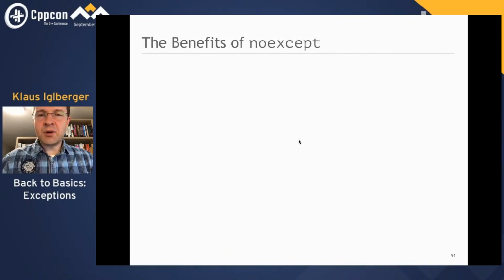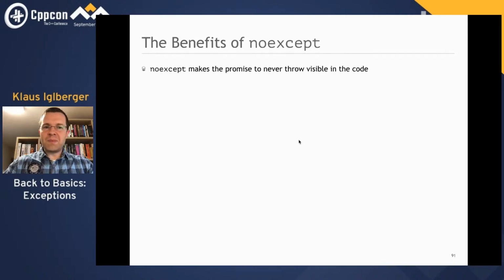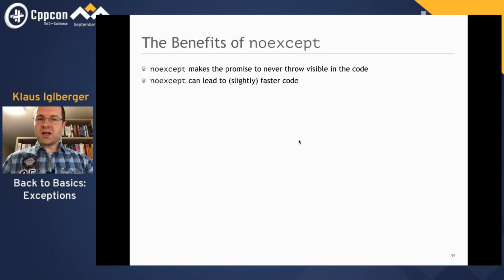Noexcept has indeed a couple of benefits, so it is something that perhaps you want to look out for. Noexcept, first of all, makes the promise to never throw visible in the code. So you will definitely see in the code that something will not fail, and this is a good thing. This definitely raises your confidence in this particular function. But it also can lead to, well, at least slightly faster code. It's not massively faster, but it has been shown that the compiler has to produce a couple of fewer assembly statements. And of course, this may make a difference between a little faster and a little slower.